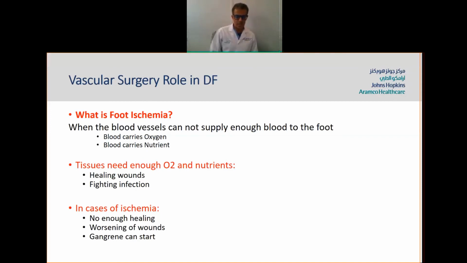In case of ischemia, or lack of blood supply, there is, of course, the opposite. There is not enough oxygen and not enough nutrients. The wound tends to become worse and worse over time, and actually full gangrene can happen, which is complete death of the tissue that's left without good blood supply.